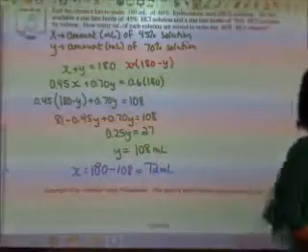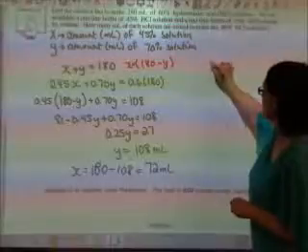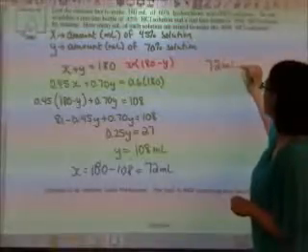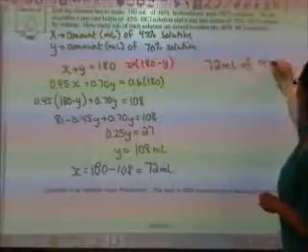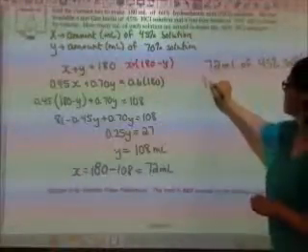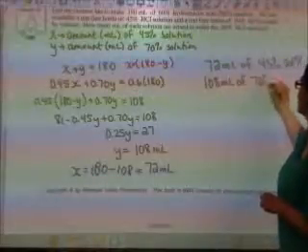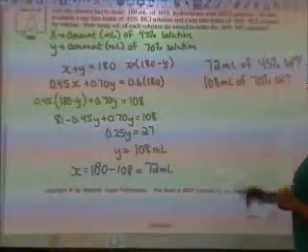And then my final step will be to write my sentence answers. So I need 72 mils of the 45% solution and 108 mils of the 70% solution.